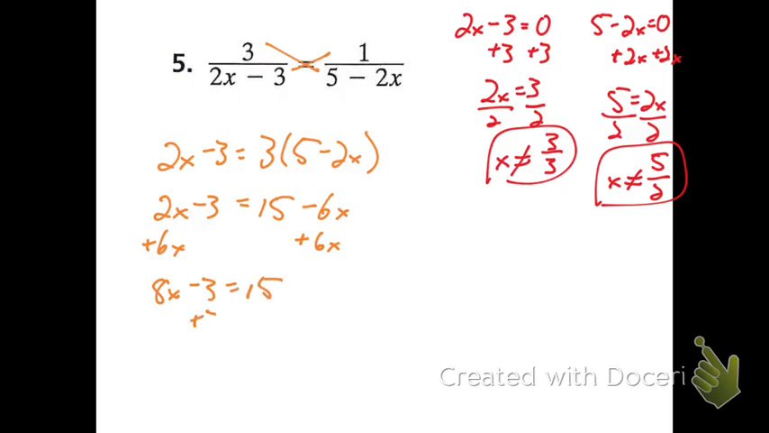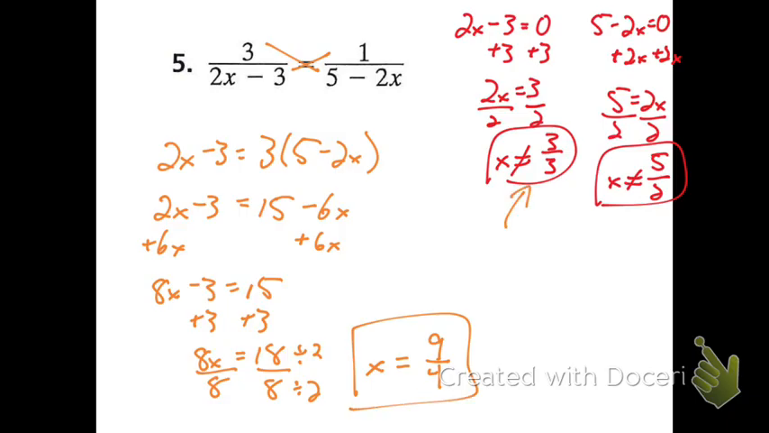Then I'm going to add 3 to both sides. I get 8x equals 18. I'm going to divide both sides by 8, remembering to simplify, because those are both divisible by 2. So I get x is equal to 9/4. It doesn't conflict with either one of those. So, ladies and gentlemen, I am good.